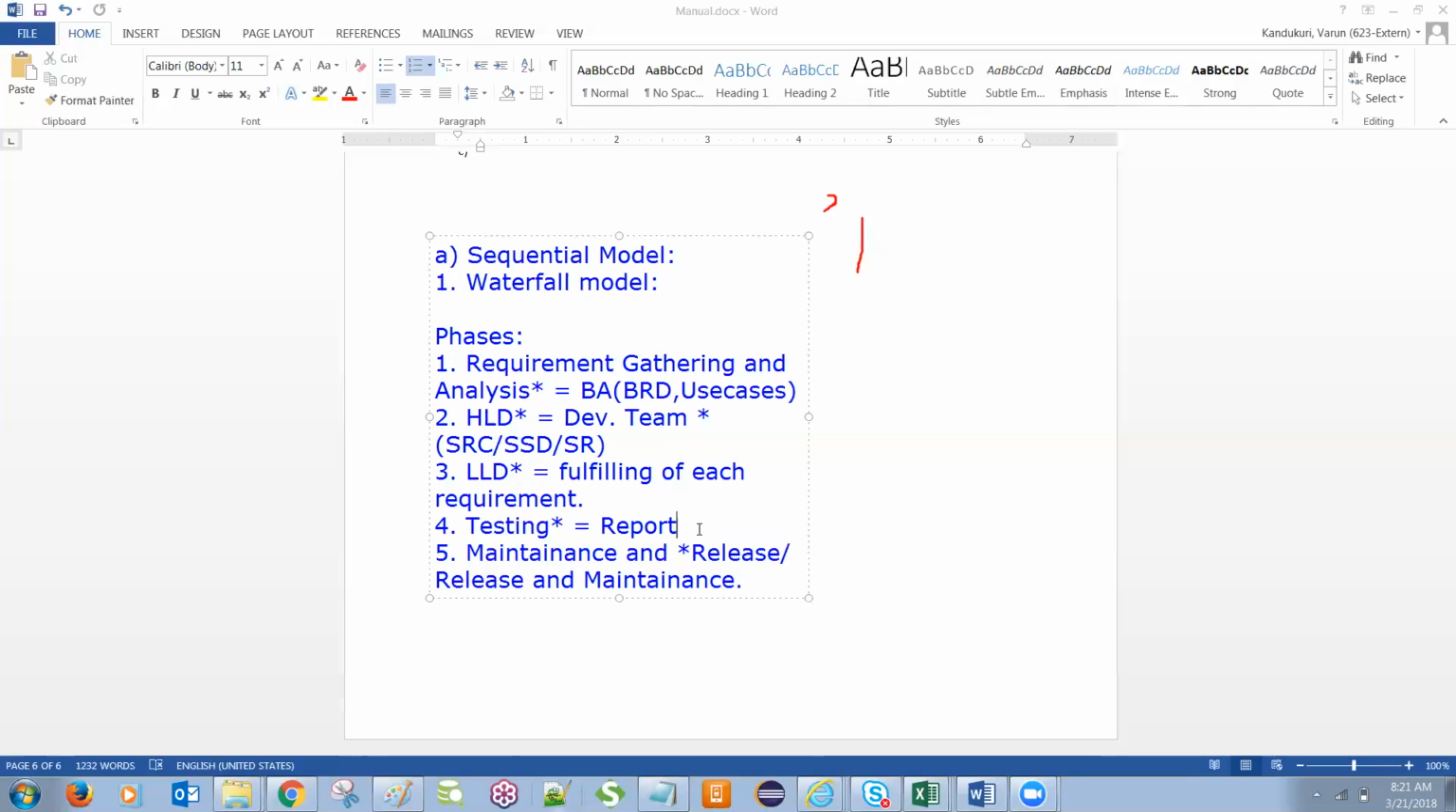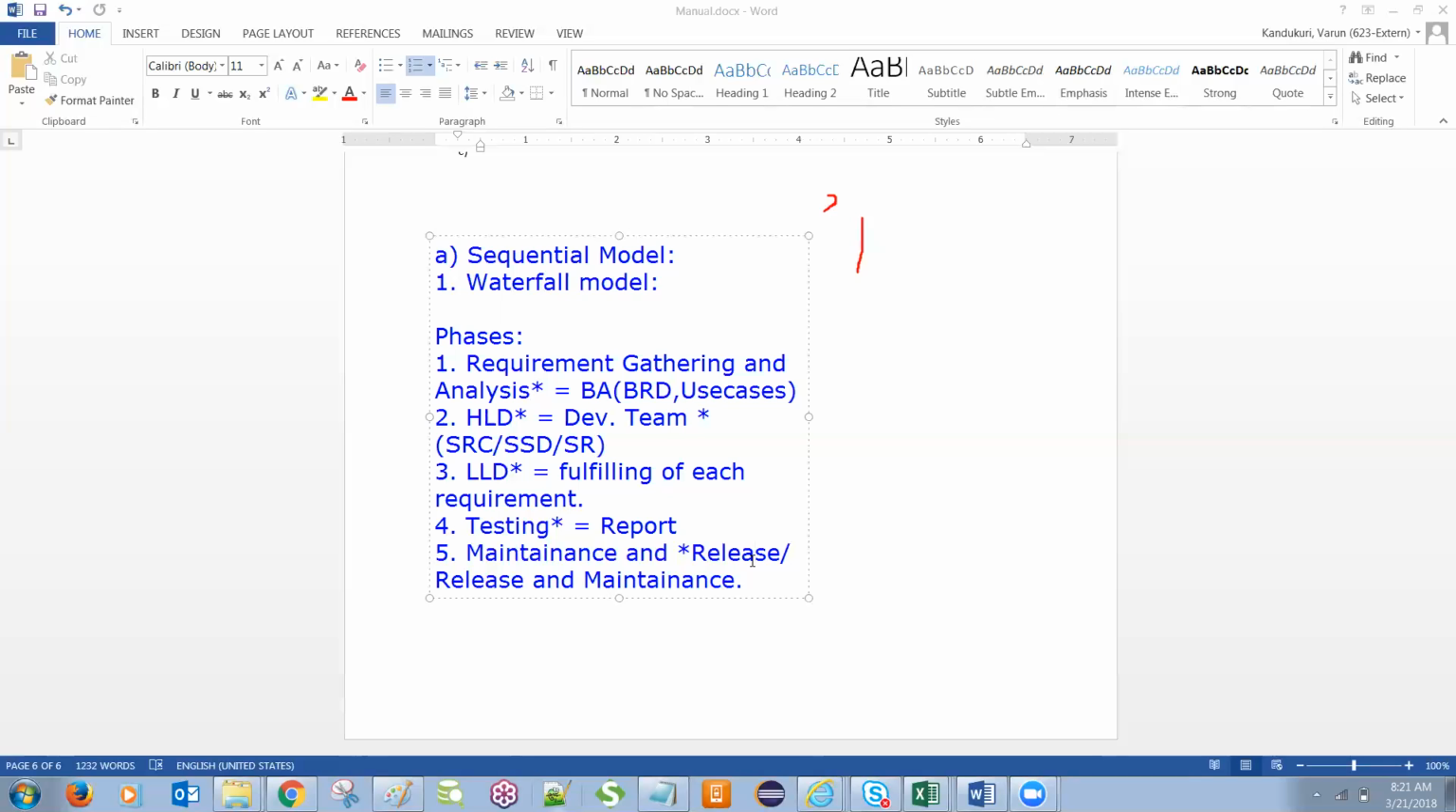And after giving the report, the testing phase is completed. Then it goes to the release phase. If the customer feels that the requirement is done, then he will take the requirement and complete it with that. And if the customer feels that he needs some support, then the maintenance phase comes into the picture.